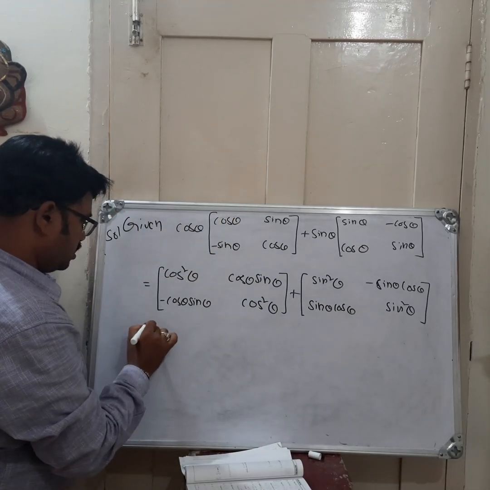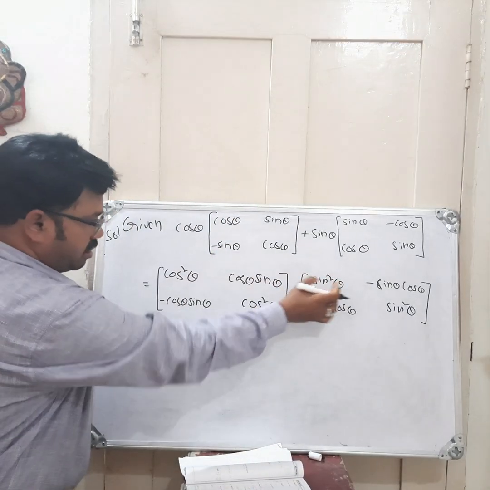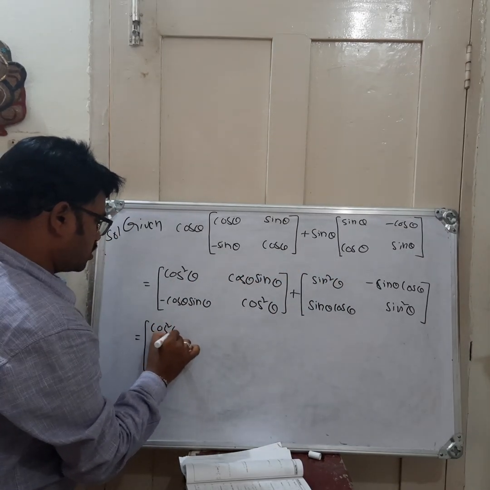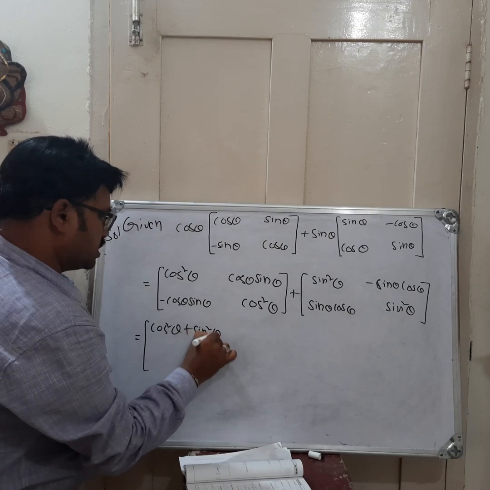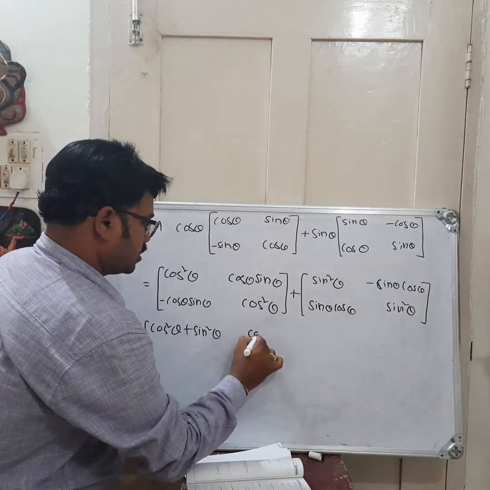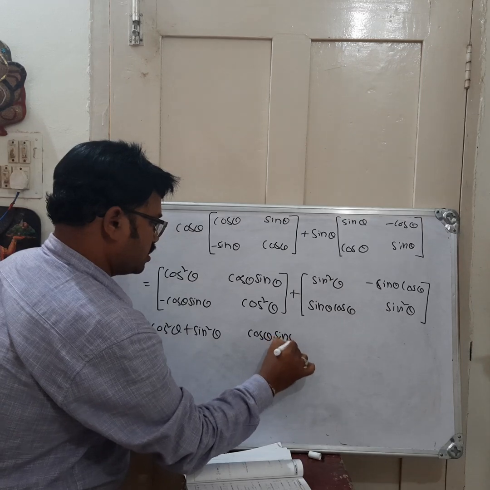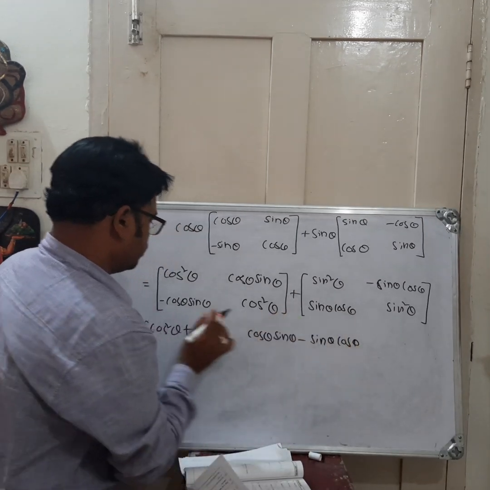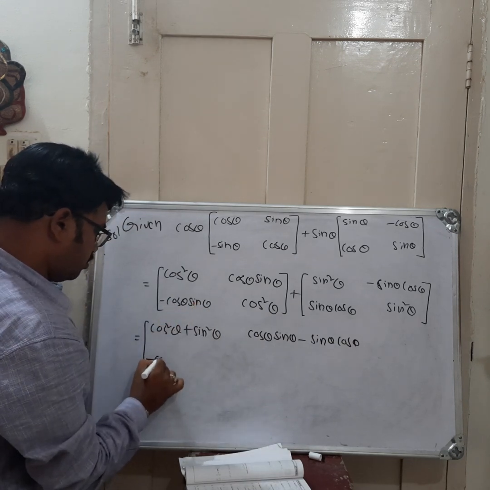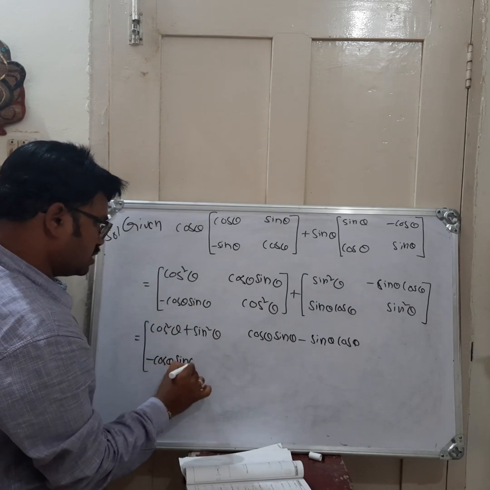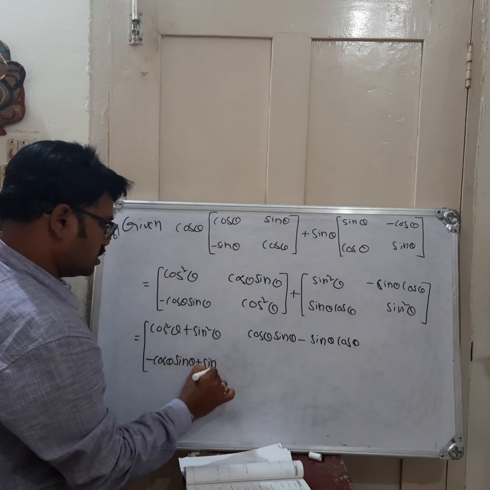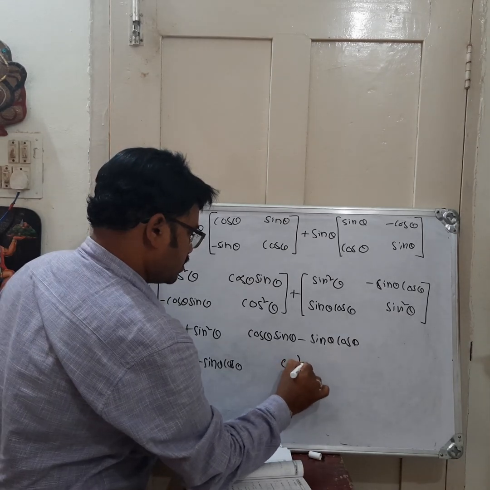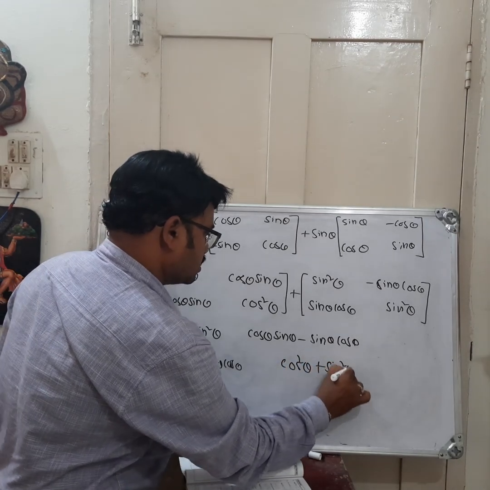Now add these two matrices' corresponding elements: cos square theta and sin square theta. Now this value is cos square theta plus sin square theta, and this product cos theta sin theta minus sin theta cos theta, and this value also minus cos theta sin theta plus sin theta cos theta, and cos square theta plus sin square theta.